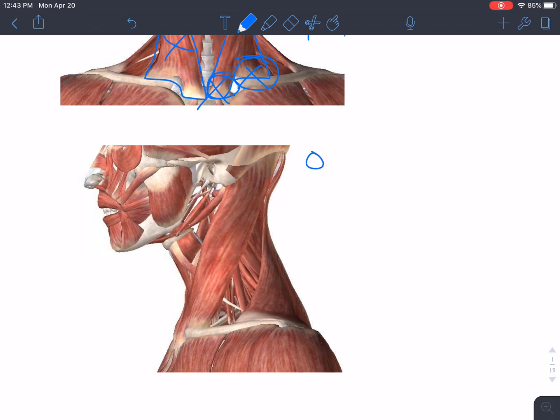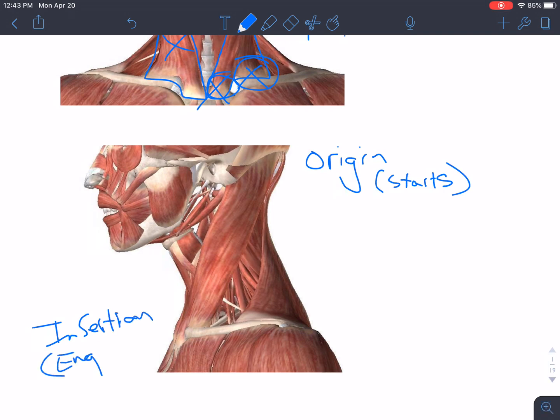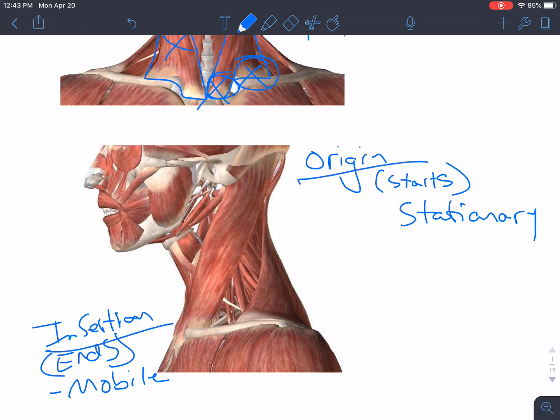An origin is where a muscle starts, and an insertion is where it ends. The insertion is also mobile, so that's the part of the muscle that moves. The origin is stationary. So the origin is where it starts, the insertion is where it ends, and the bigger thing to highlight here is that insertion is the mobile part, where the origin is stationary.